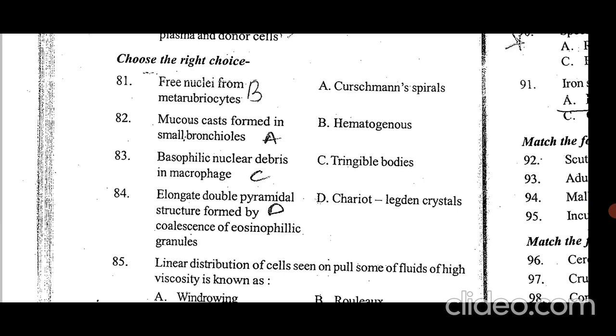The elongated double pyramidal structure formed by coalescence of eosinophilic granules is the Charcot-Leyden crystals.